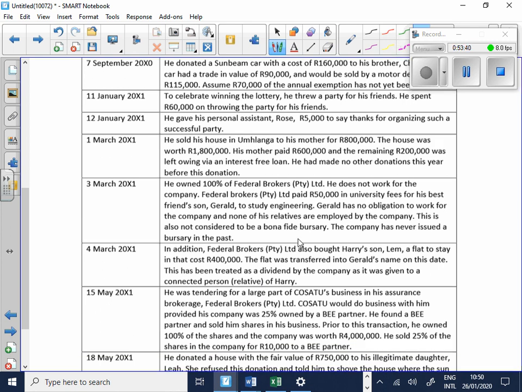Okay, it says, in addition, Federal Brokers also bought Harry's son, Lem, a flat to stay in that cost $400. The flat was transferred into Gerald's name on that date. This has been treated as a dividend by the company. If it's been treated as a dividend, can it be treated as a donation? No. Are you comfortable? Now, do you see that? I've got lots and lots of stuff all the way down this example.